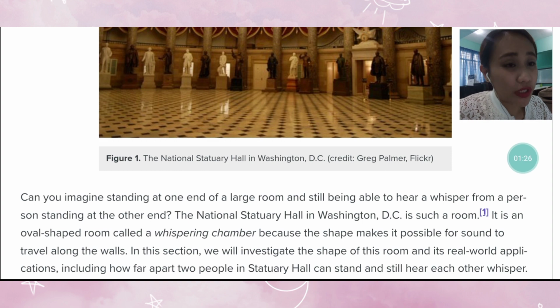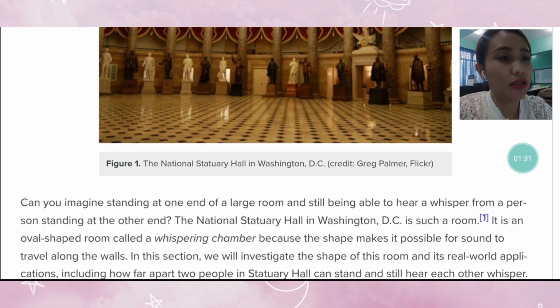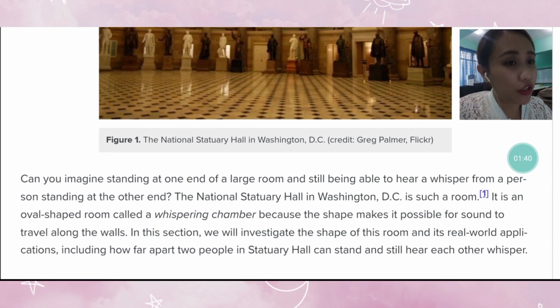The National Statuary Hall in Washington, D.C., this certain hall, is such a room wherein we can do so. It is an oval-shaped room called a whispering chamber because the shape makes it possible for sound to travel along the walls. So in this section, we will investigate the shape of this room and real-world applications, including how far apart two people in the statuary hall can stand and still hear each other whisper. So isn't that amazing?